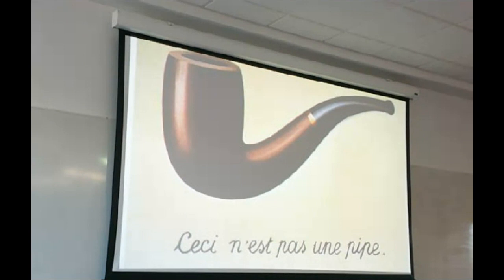A pipe is an object that I can pick up and put in my mouth and light and put various stuff in the top of and get baked. That's how it works, right? That's not a pipe. I can't smoke that. This is a representation of a pipe.